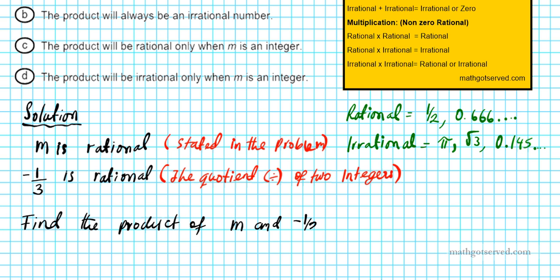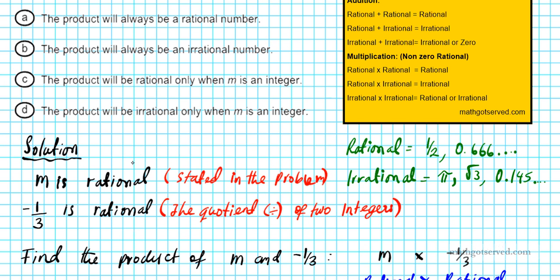So how do we express that? The product of m and negative 1/3 is simply m multiplied by negative 1/3. So what types of numbers are we multiplying here? We're multiplying a rational number m times another rational number, negative 1/3. So let's go back to our chart. What happens when you multiply two rational numbers? Anytime you multiply two rational numbers, your product is always rational.